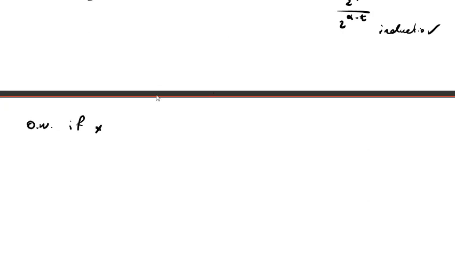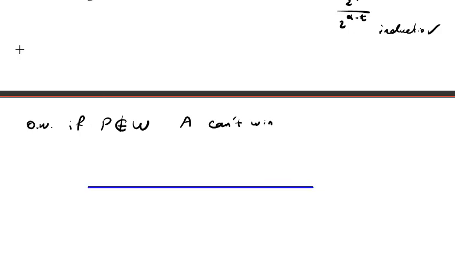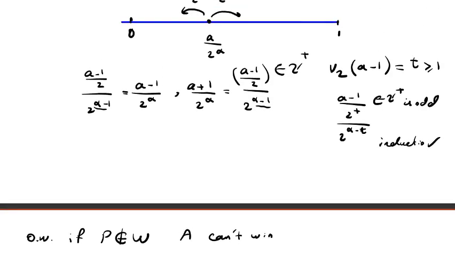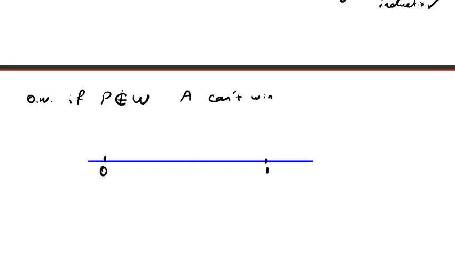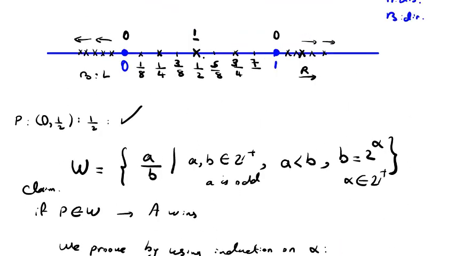if P is not in W, we want to say that player A can't win. For this part, we want to say player A, or the robot, can't reach a point in W. If we prove that he can't reach W, then he can't reach the point 1 over 2, so B always has a good direction, and A can't win.